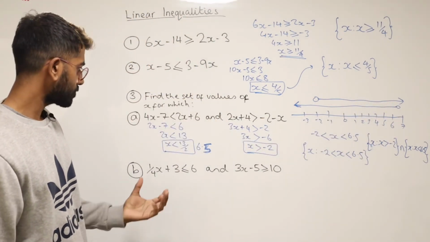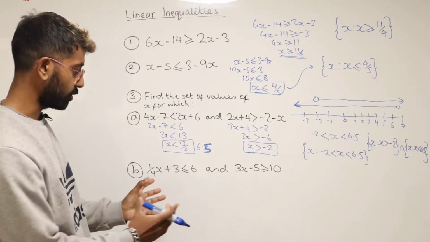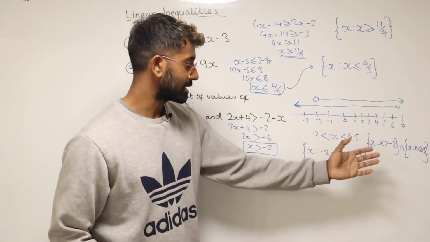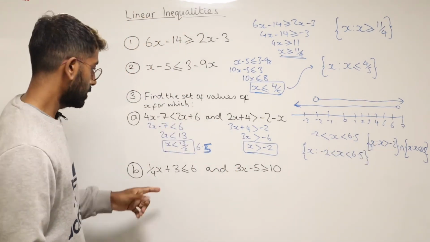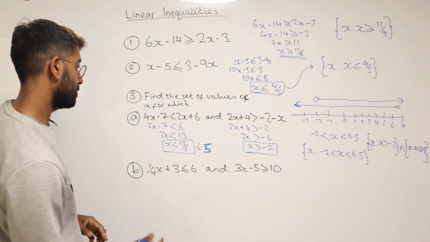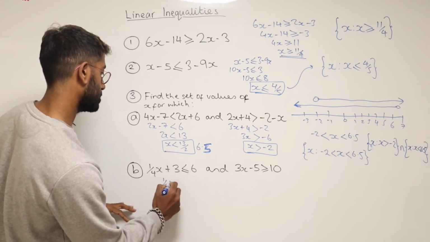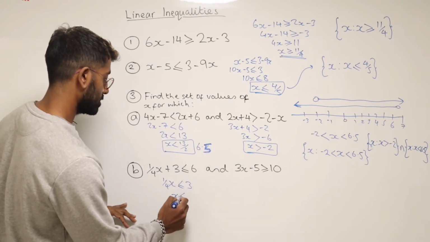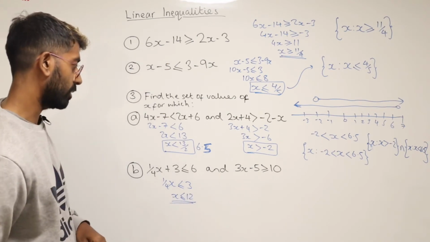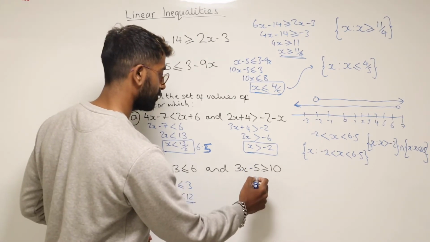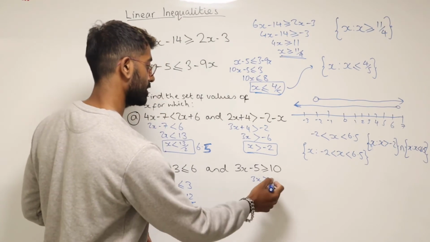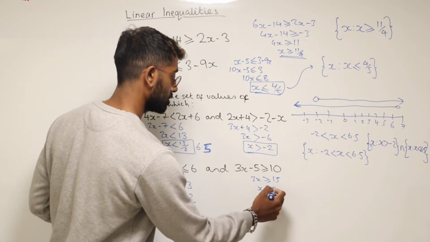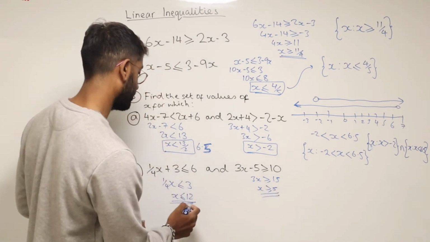Okay, so last one down here. Again, let's just solve both of them individually, and then we can put them together into one inequality, or we can represent it as some sets as well. So for this one, we could subtract the 3 across, so we have a quarter x is less than or equal to 3, and then multiply by 4. So x is less than or equal to 12. And then for this side, we'll add the 5 over, so 3x is greater than or equal to 15, and then divide by 3. So x is greater than or equal to 5.